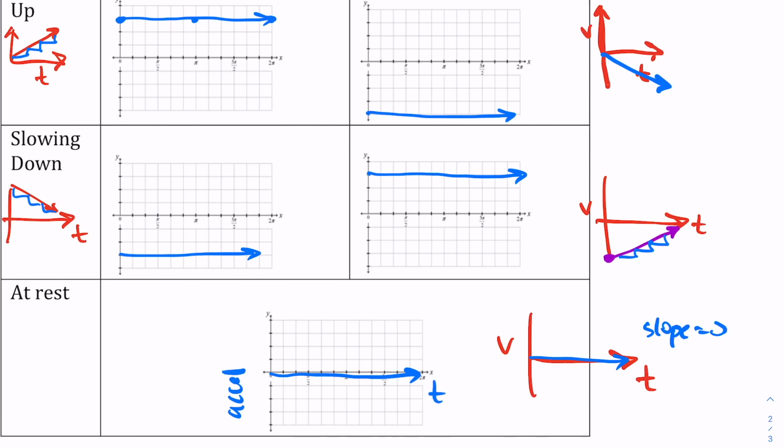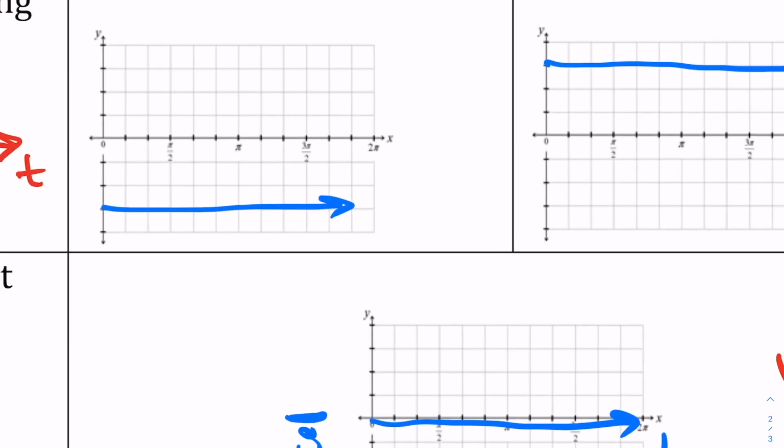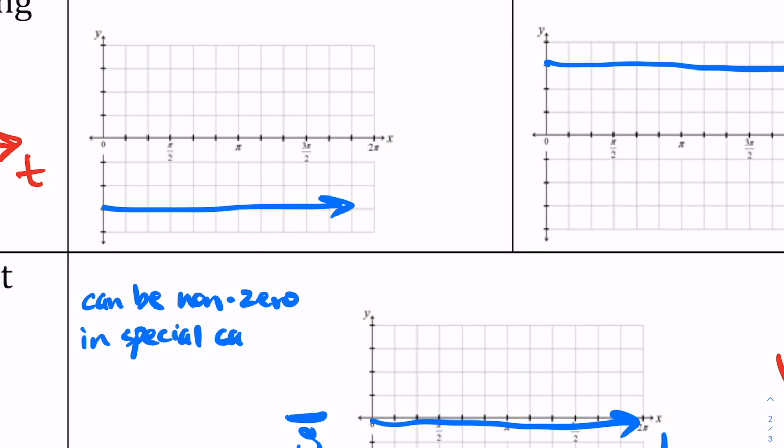If you're at rest, you're not accelerating, but we'll actually learn later that it is possible to be at rest and still be changing your direction. To be at rest and changing your direction. So this can also be non-zero in special cases, and I'm just going to write a little note here, okay? Can be non-zero in special cases. You don't really have to worry about that right now.